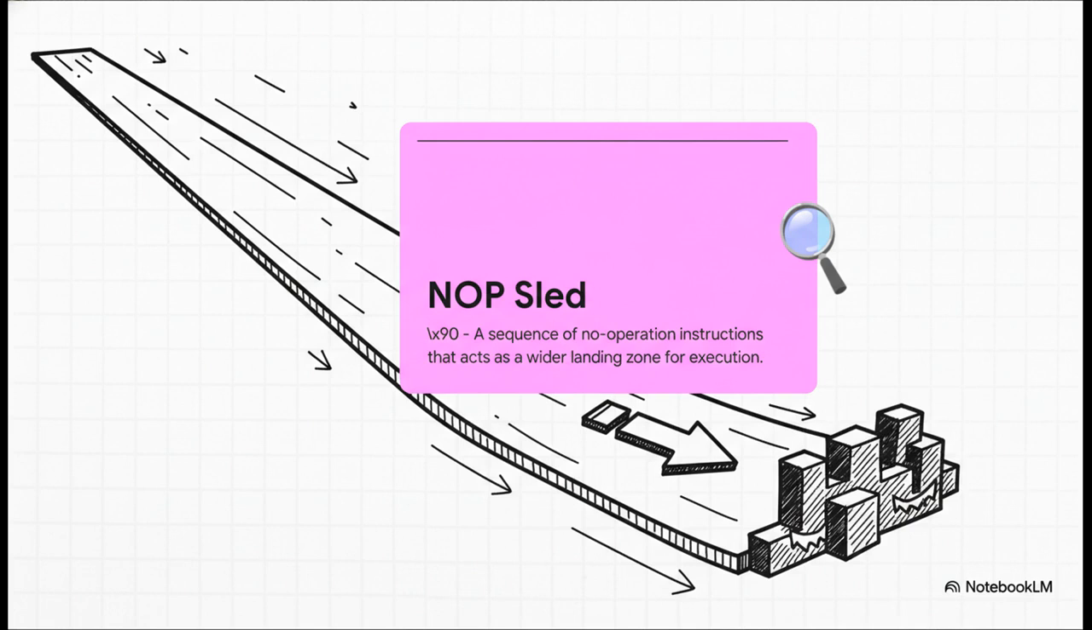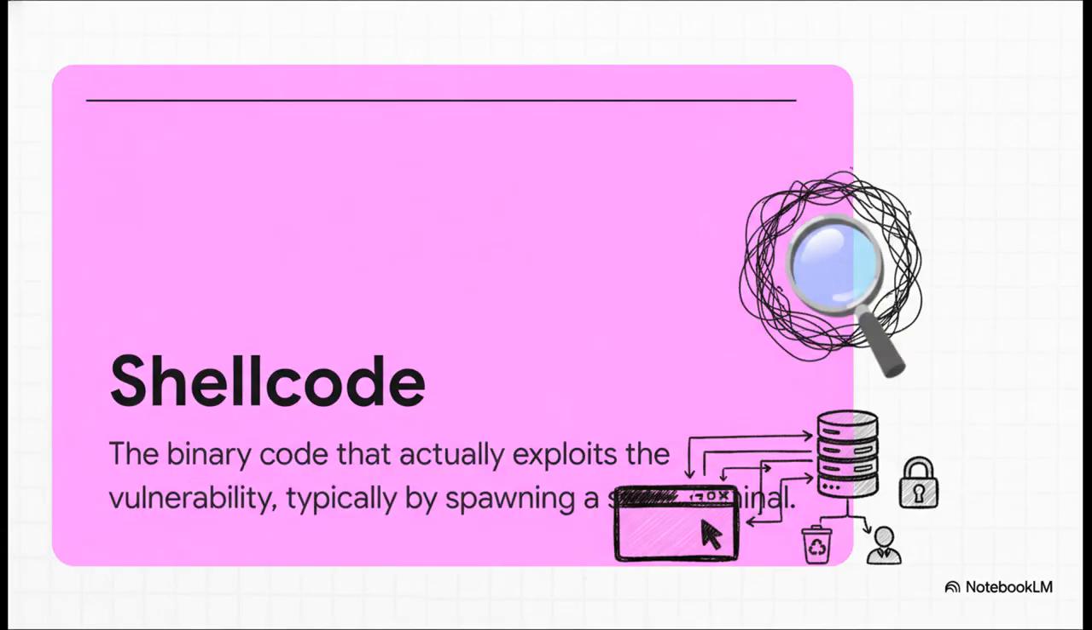It's an instruction that literally tells the computer, hey, do absolutely nothing. Just slide on down to the next instruction. By making a long chain of these, the attacker gives themselves a huge target. Even if their aim is a little off, the program's execution just slides right along the sled and into their trap.